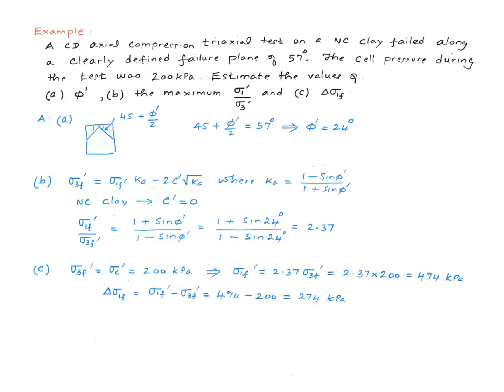So all we have to do is subtract one from the other in order to get the maximum deviatoric stress at failure, which is the difference between the two principal stresses. So I get a value of 274 kilopascal.